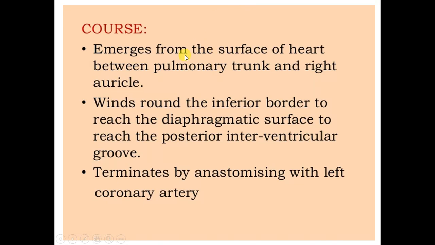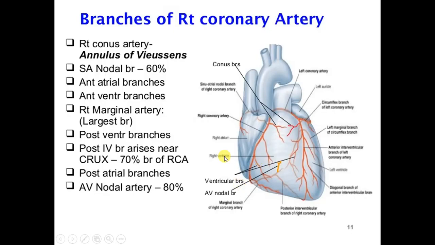So this course is emerging from the surface of the heart between the pulmonary trunk and right auricle, then winds around the inferior border to the diaphragmatic surface and posterior interventricular groove. Termination is by anastomosis with the left coronary artery.